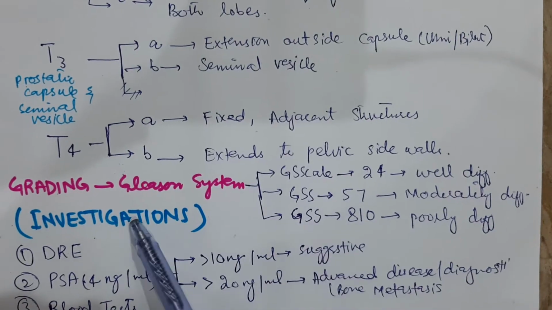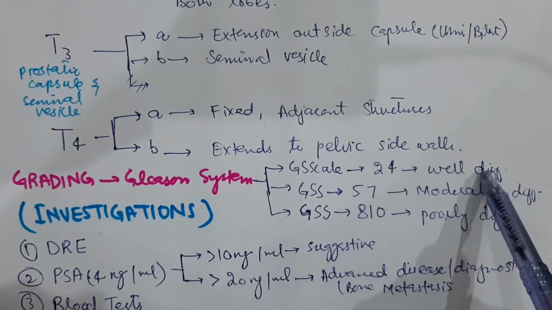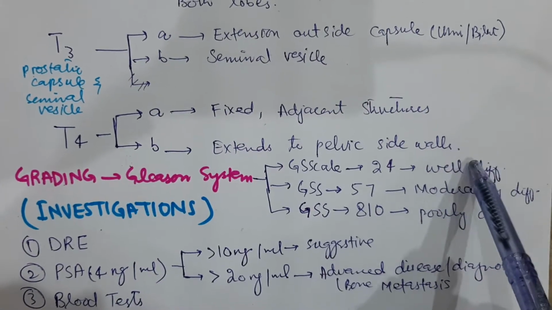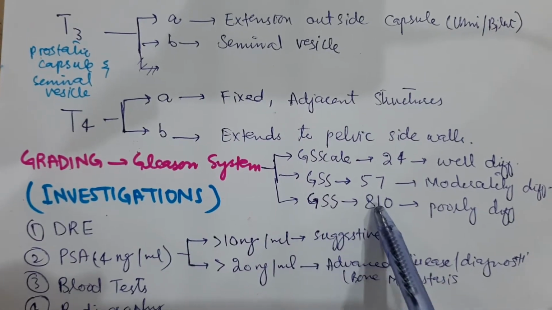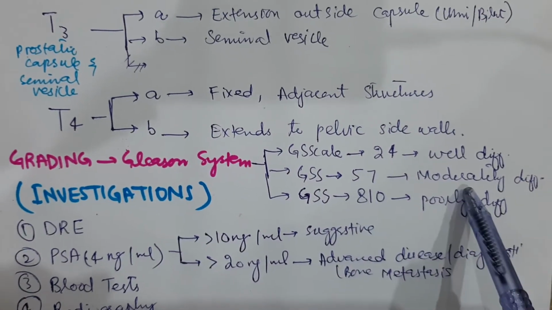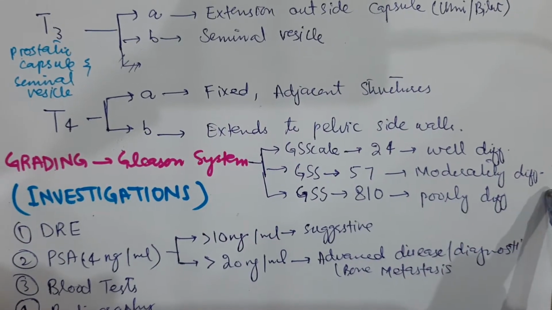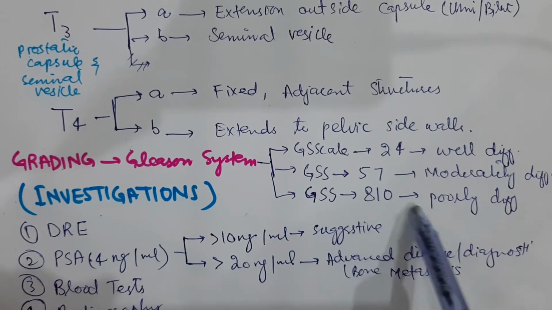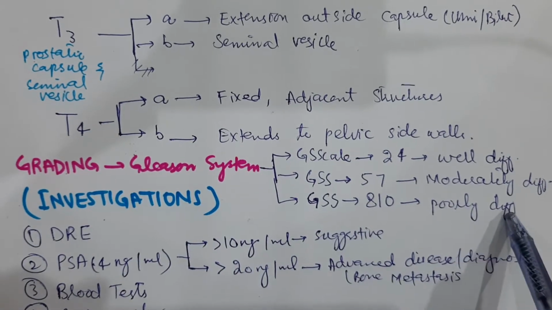According to the Gleason system scale, if it is 2-4, then it means that the glands are well differentiated, the tumor is well differentiated and they are characteristic glands. And if it is 5-7, then it indicates that there is a moderately differentiated tumor and glands. And if it is 8-10, then it shows that glands and tumor are poorly differentiated.